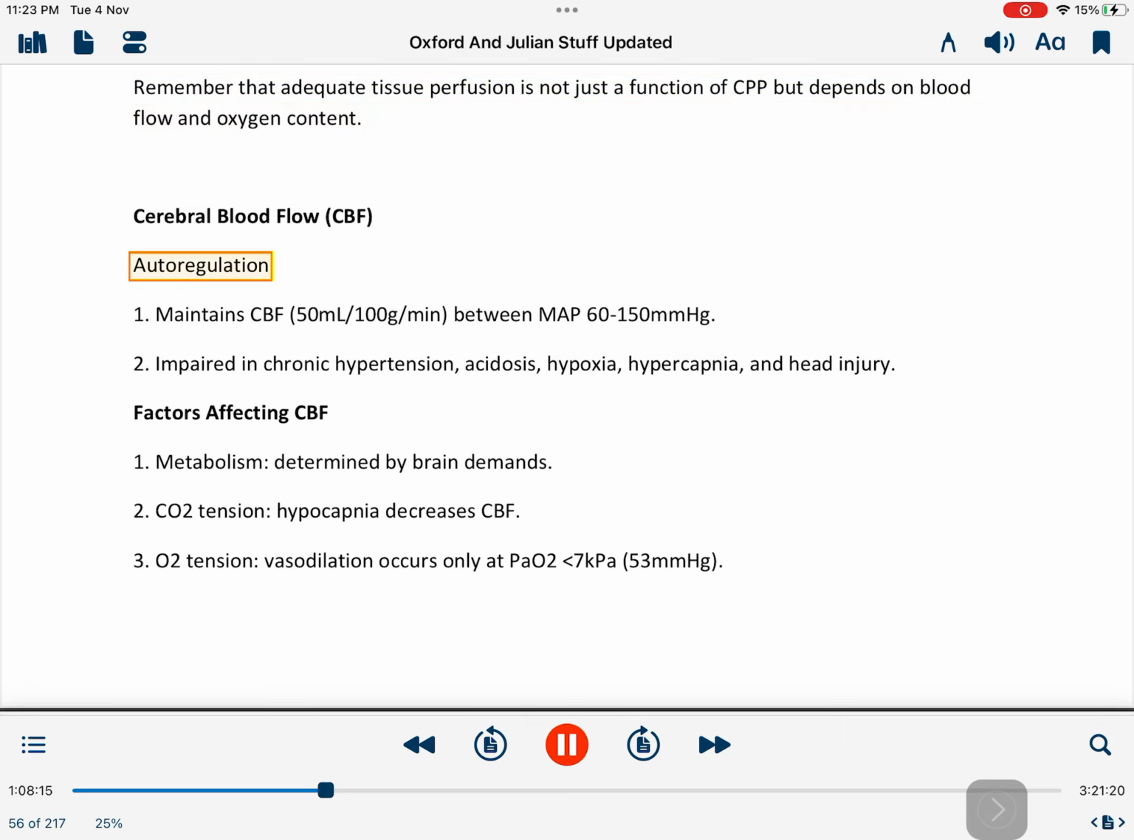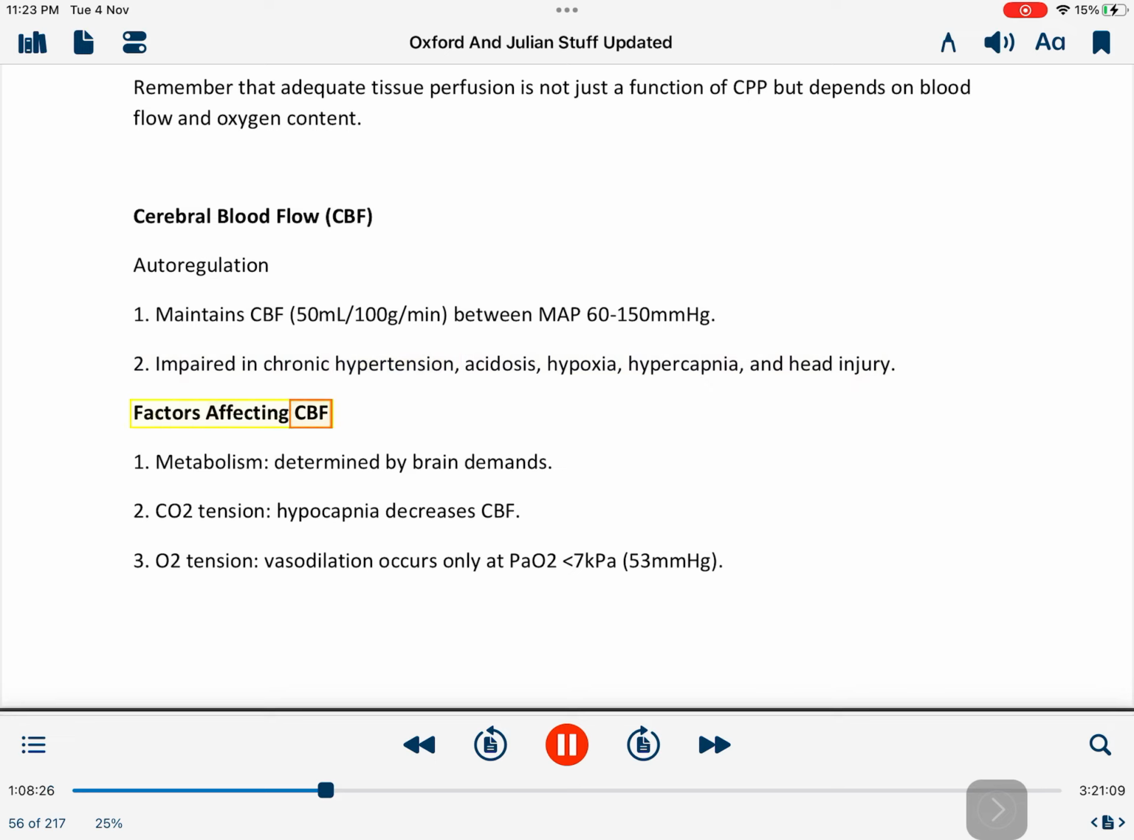Cerebral blood flow, CBF. Autoregulation. 1. Maintains CBF at 50 ml/100 g/min between MAP 60-150 mmHg. 2. Impaired in chronic hypertension, acidosis, hypoxia, hypercapnia, and head injury.